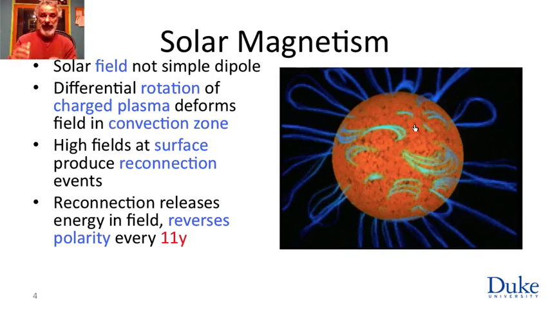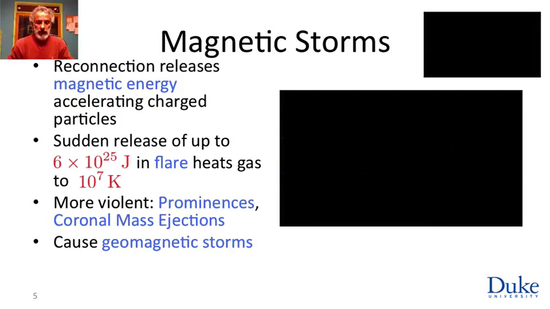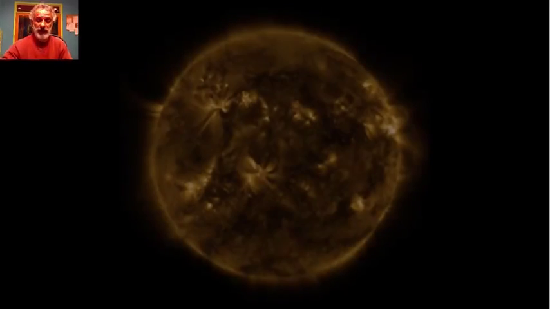So the most active times in the sun's magnetic history are the times when the field is in the process of reversing. These reconnection events release the magnetic energy stored in these magnetic fields. I told you that you could treat them as rubber bands. They snap back, they release a lot of energy. The local release of energy in a reconnection event can be on the order of 10 to the 25 joules.